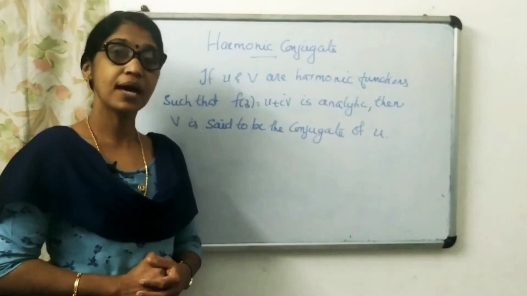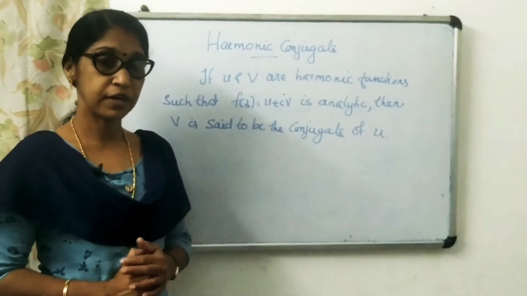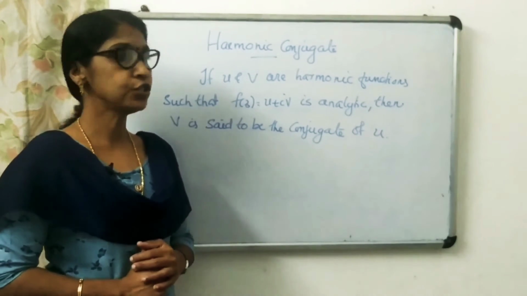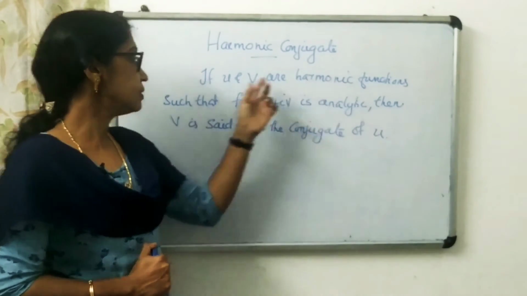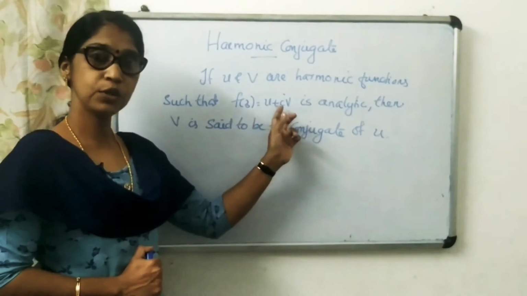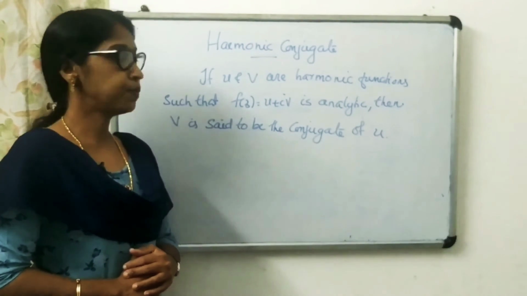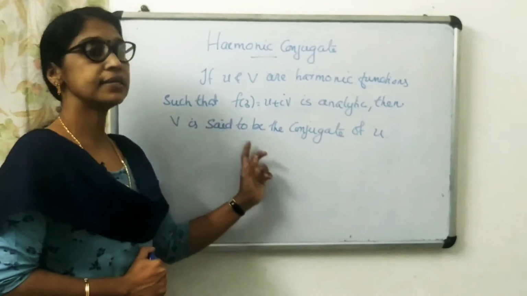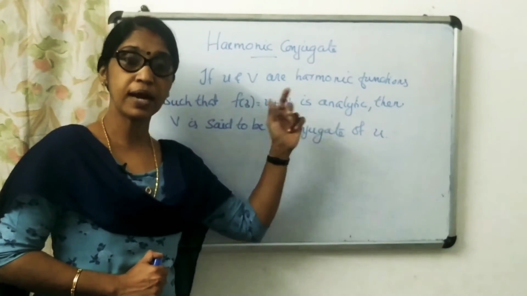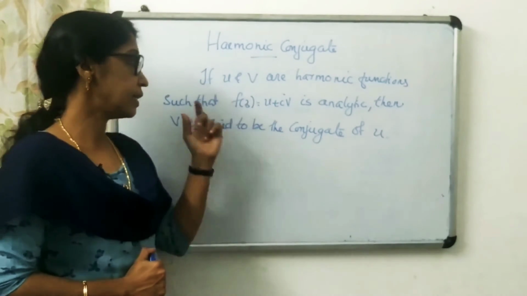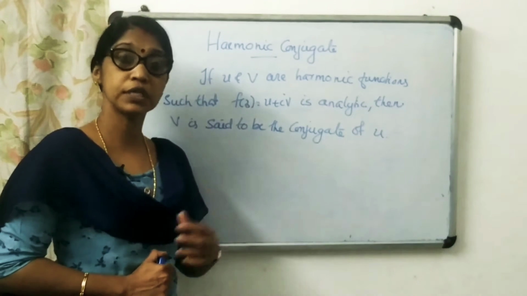The next topic is harmonic conjugate. What's a harmonic conjugate? We already studied harmonic functions. If u and v are harmonic functions such that f(z) = u + iv is analytic, then v is said to be the harmonic conjugate of u.